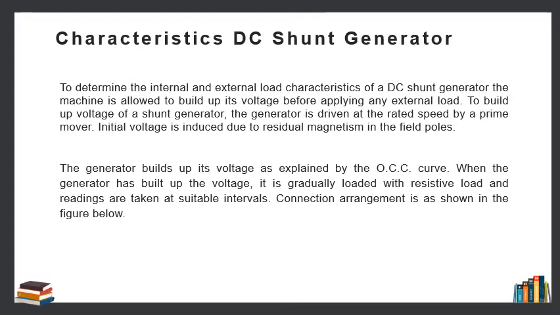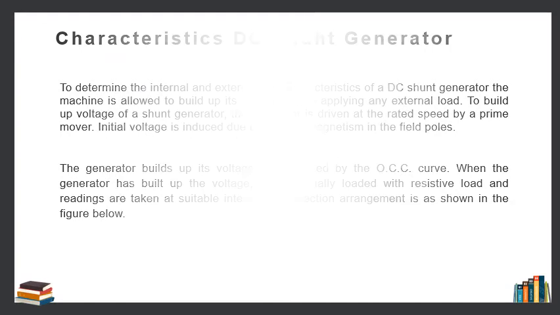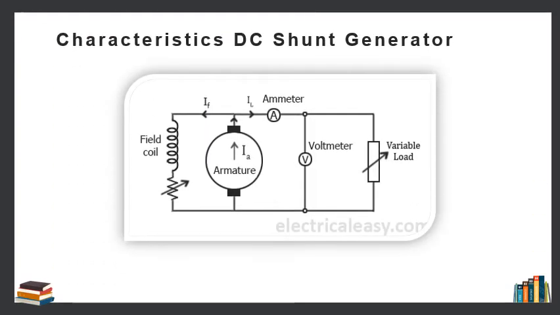When the generator has built up the voltage, it is gradually loaded with a resistive load and readings are taken at suitable intervals. The connection arrangement is shown. So this is the connection arrangement for DC shunt generator. In a DC shunt generator, the field winding is connected in parallel with the armature winding. You can see the diagram. So field current we can represent by IF, armature current we can represent by IA, and IL is called the load current.